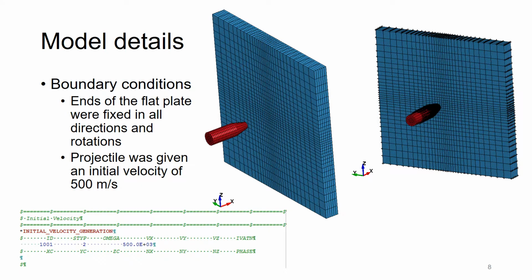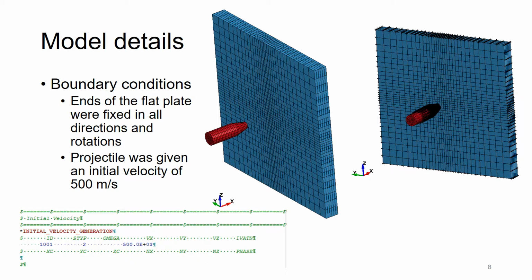Now going to the boundary conditions. So you see here is when I reflected and copied the quarter mesh around to create a full model. As you can see here, there's a finer mesh in the center and stiffer near the end. So for the boundary conditions, I fixed the ends in all directions and in all rotations so it cannot move.